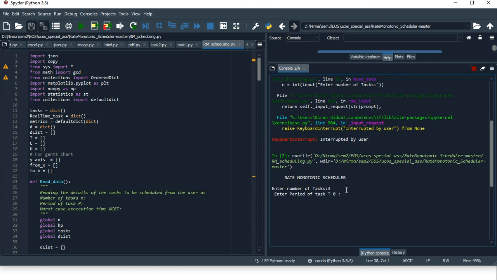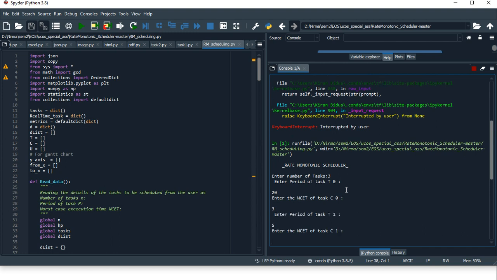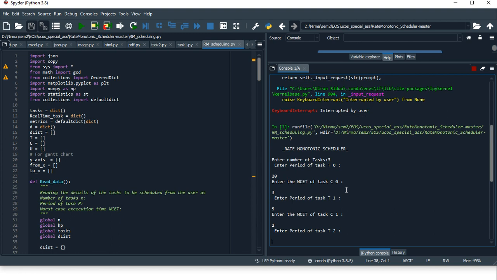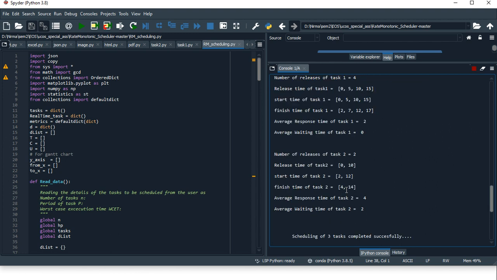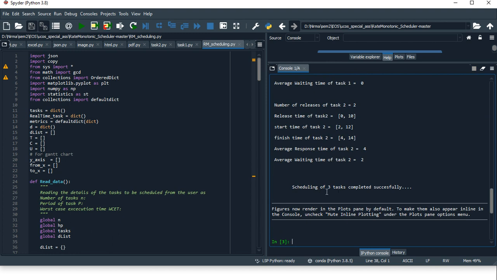Enter the period of task T0. Let it be 20. Let the capacity of task T0 be 3. Let the period of T1 be 5. Let the capacity be 2. Let the period of T2 be 10, and let the capacity of this be 2. So scheduling of 3 tasks means we have successfully scheduled these 3 tasks.